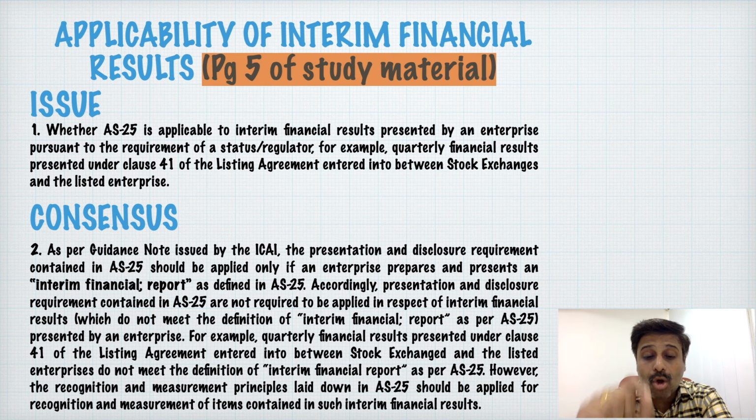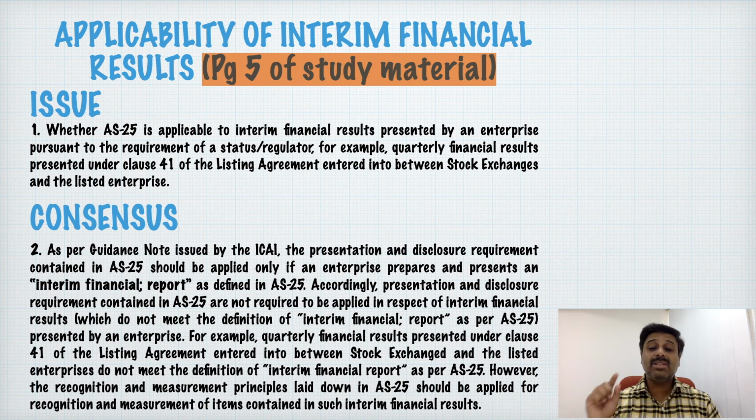Underline this. Not required to be applied in respect of interim financial results which do not meet the definition of interim financial report as per AS 25 presented by an enterprise. For example, quarterly financial results presented under clause 41 of the listing agreement entered into between the stock exchange and the listed enterprise do not meet the definition of interim financial report as per AS 25. However, the recognition and measurement principles laid down in AS 25 should be applied for recognition and measurement of items contained in such interim financial reports.